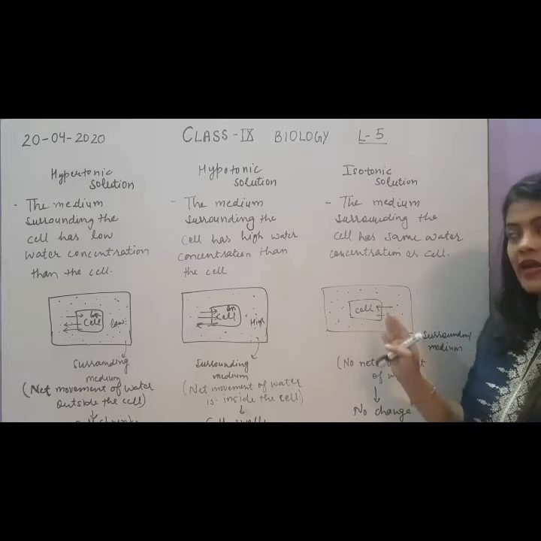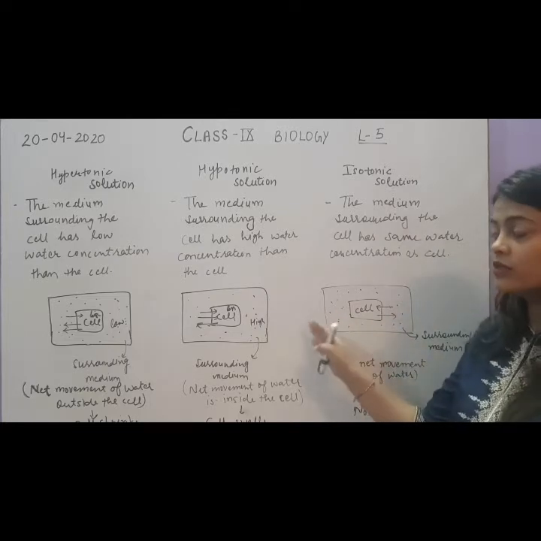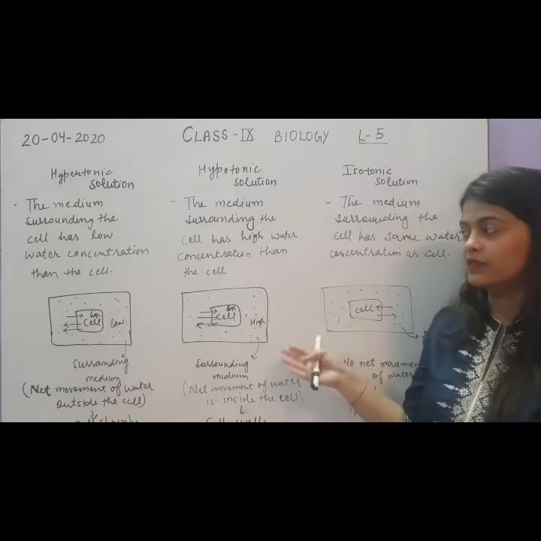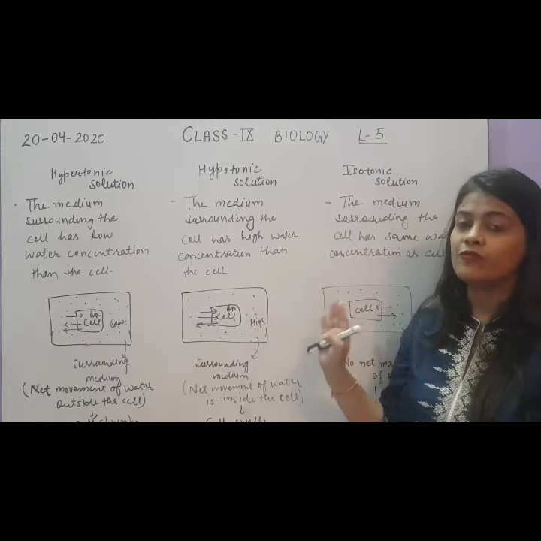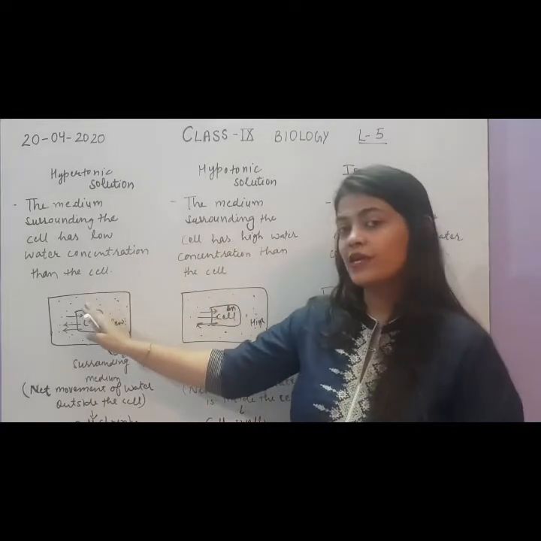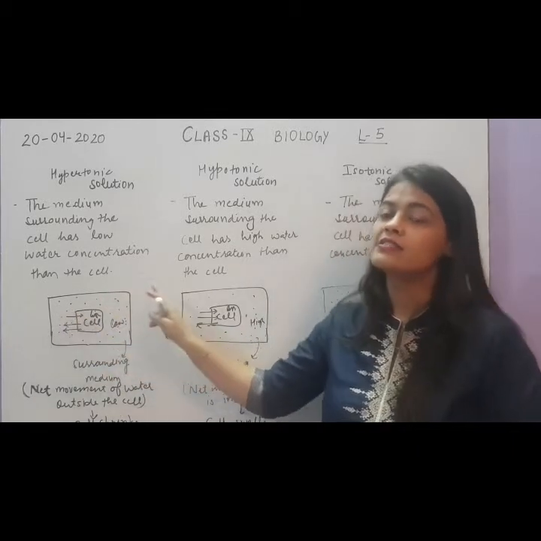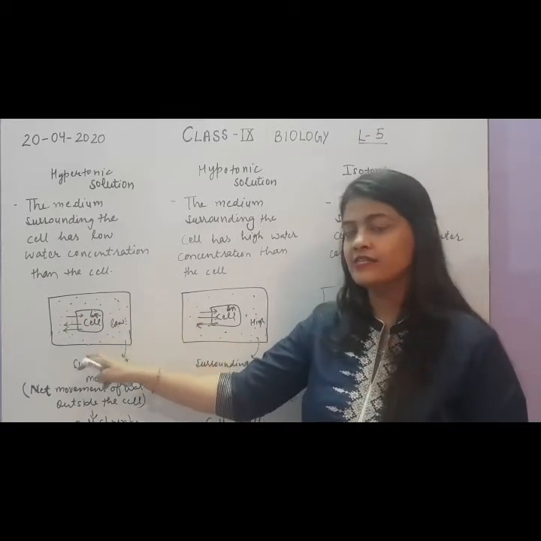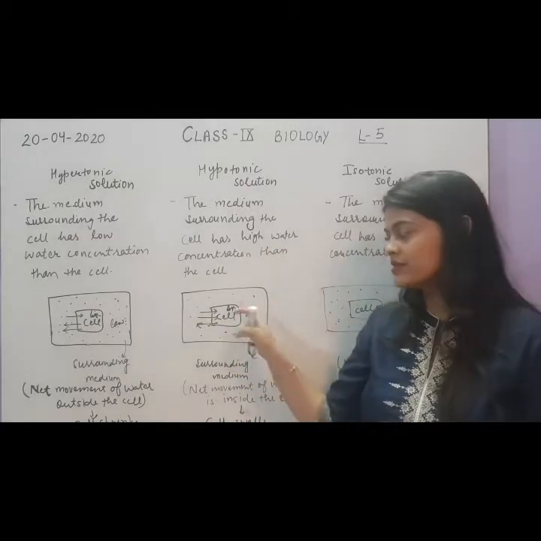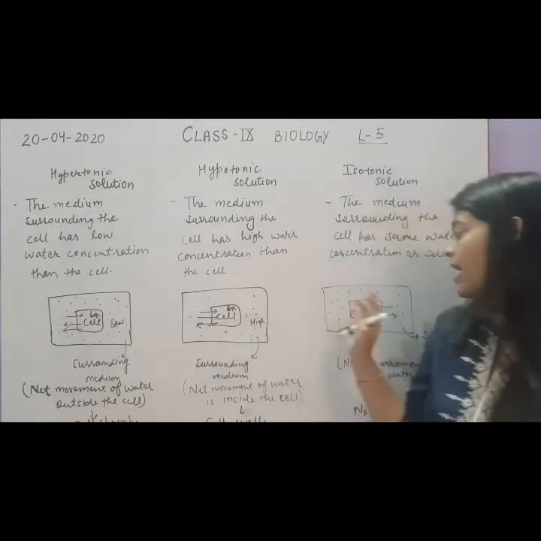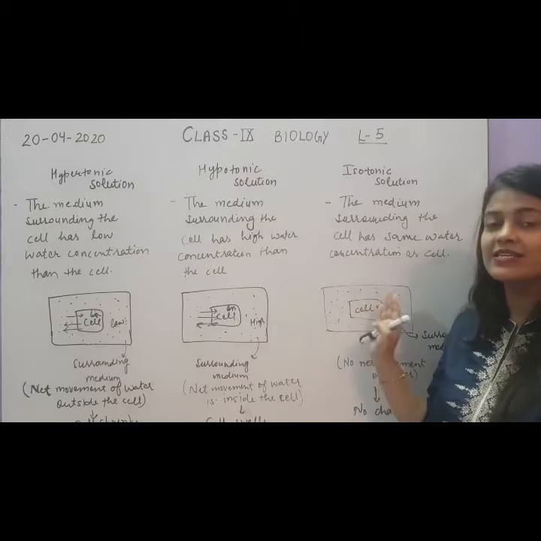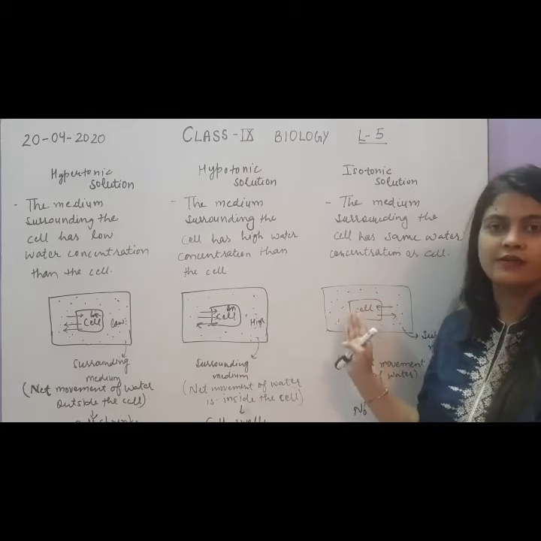So are you clear with the 3 types? Because it is a very important topic. On the basis of that, there are 2 different types of osmosis also, which we will take up in the next topic. But it should be clear first, then you will be able to understand the next one. So is it clear? Hypertonic means when the surrounding medium has low water concentration than the inside. Hypotonic means when the surrounding medium has high water concentration as compared to the inside of the cell. And isotonic means when the outer surrounding medium as well as the inside of the cell have the same water concentration.